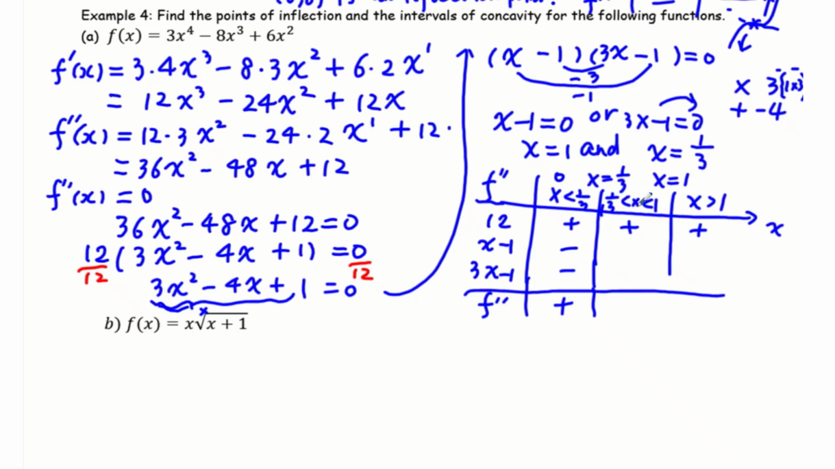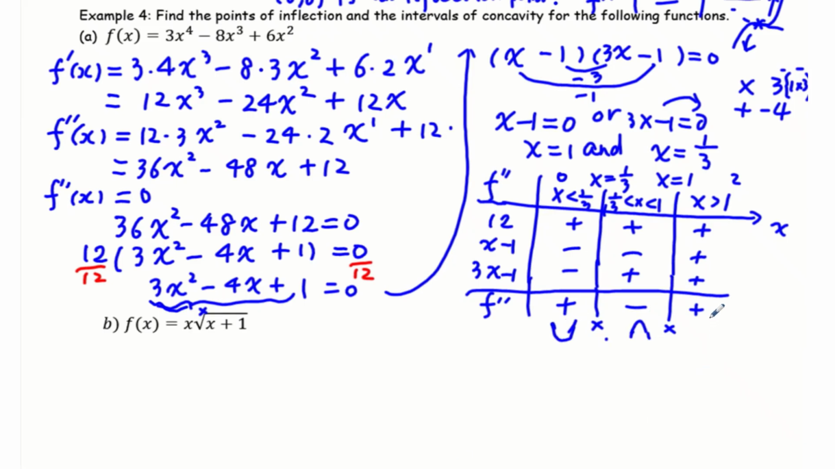And for 1/3 to 1, we pick the number 2/3. 2/3 minus 1 gives you -1. 2/3 times 3 gives you 2. 2 minus 1 is positive, so the product is negative. For x greater than 1, we pick x equals 2. So 2 minus 1 is positive. 3 times 2 minus 1 is positive. And from this chart, you will see that at these two points, the sign changes. So both of them are points of inflection. So this is open up, this is open down, and this is open up again.